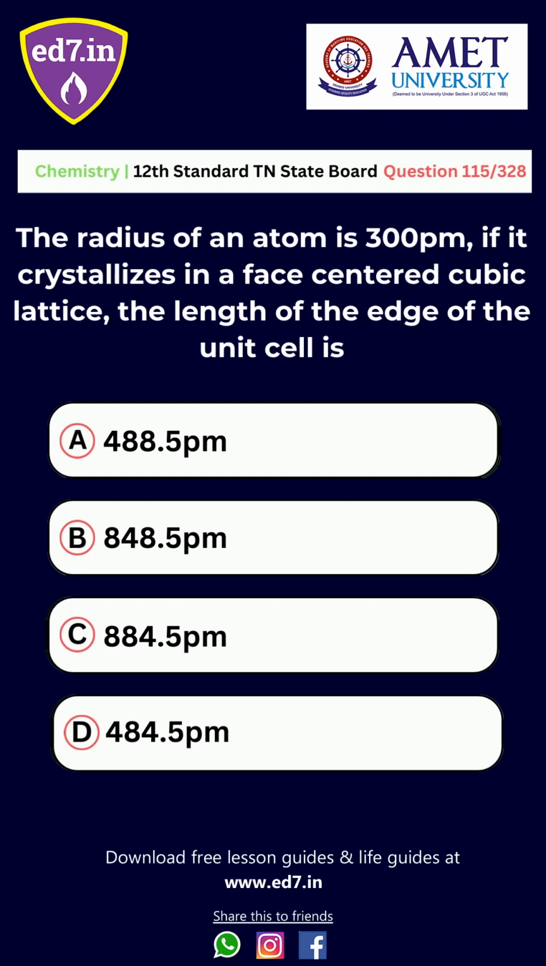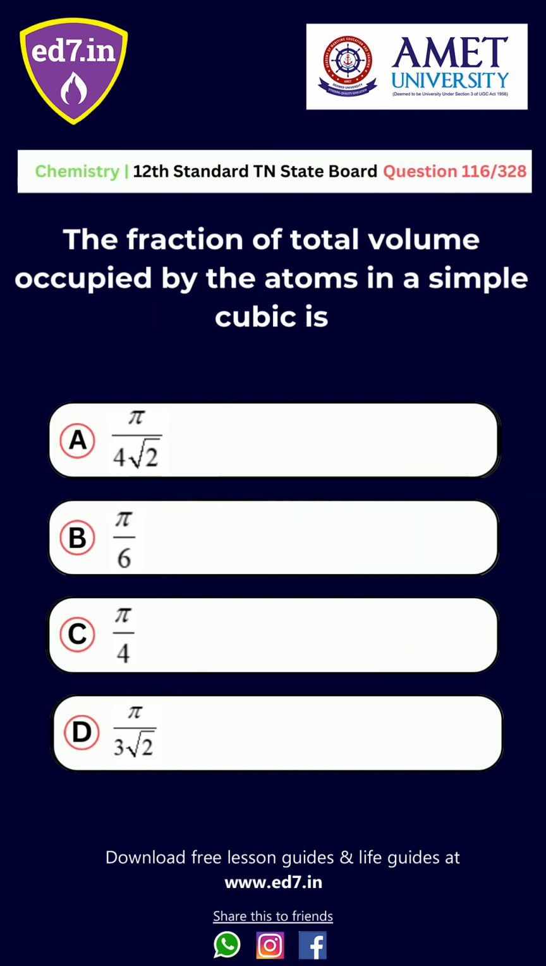Question number 115. The radius of an atom is 300 pm. If it crystallizes in a face-centered cubic lattice, the length of the edge of the unit cell is: option A, 488.5 pm; option B, 848.5 pm; option C, 888.5 pm; option D, 484.5 pm. The correct option is option B, 848.5 pm.